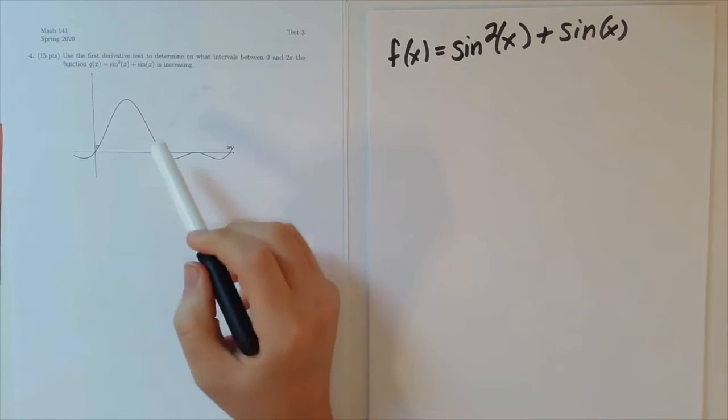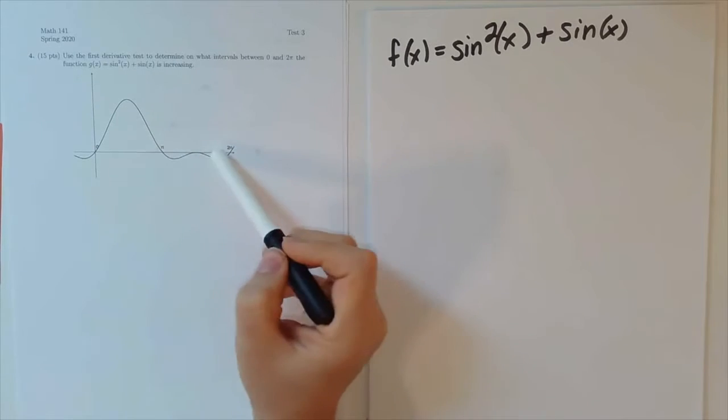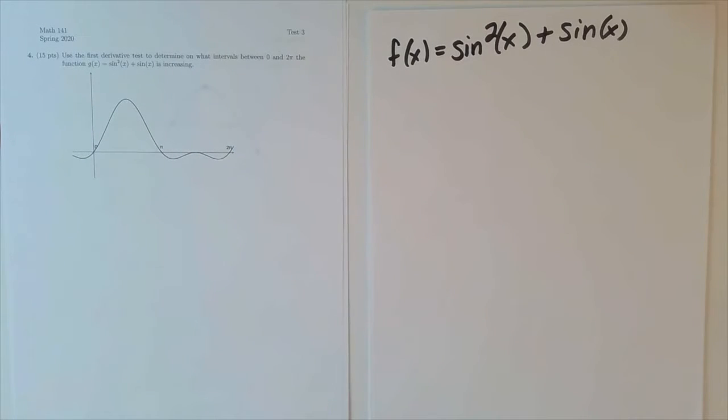I'm back to pointing at the paper version of this now because I want to actually point at the points I'm talking about. In this question, we're asked to use the first derivative test to decide on what intervals this function, sine squared plus sine x, is increasing and on what intervals it's decreasing. Actually, the question only asks on what intervals it's increasing, but we'll get it anyway.